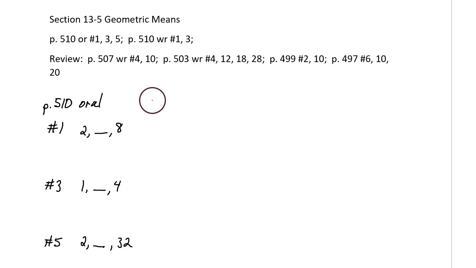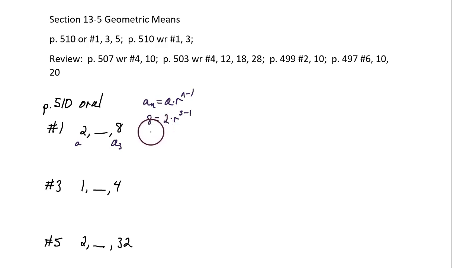One way to do that is to use the general formula for a geometric sequence, which is a sub n is equal to a times r to the n minus 1. This number here would be a, or a1, but we just call it a, and this number here is a3. So for a sub n, let's substitute 8. For a, substitute 2. R we don't know, and for n, substitute 3. And then solve this for r.